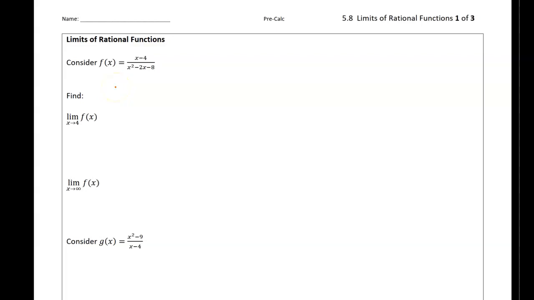So let's imagine you're happily going along and you're taking your limits and you're plugging x values in and everything is working out real nice for you. And then you run into this function f here. And you're like, okay, it's a rational function. I haven't done any rational functions yet, but I'm just going to go ahead and plug in 4 here for f and see what happens.